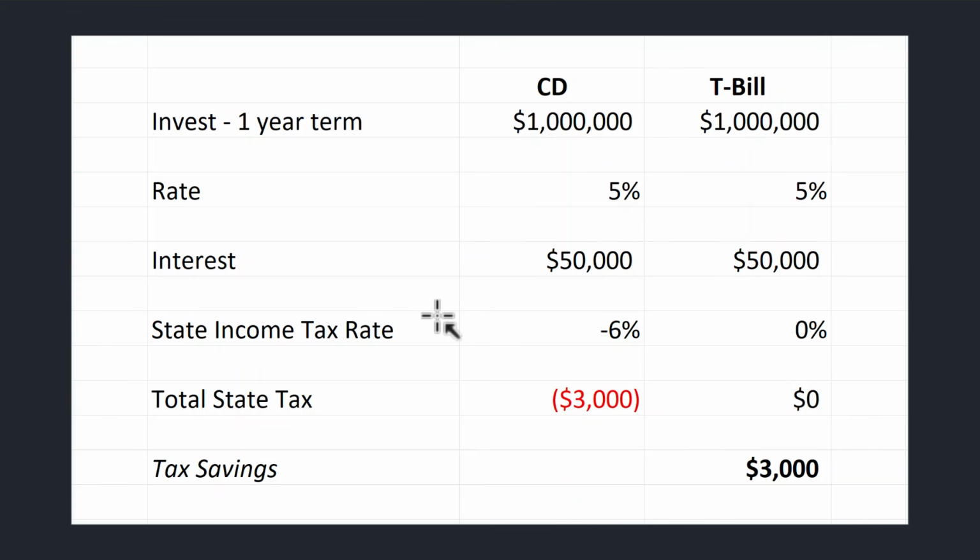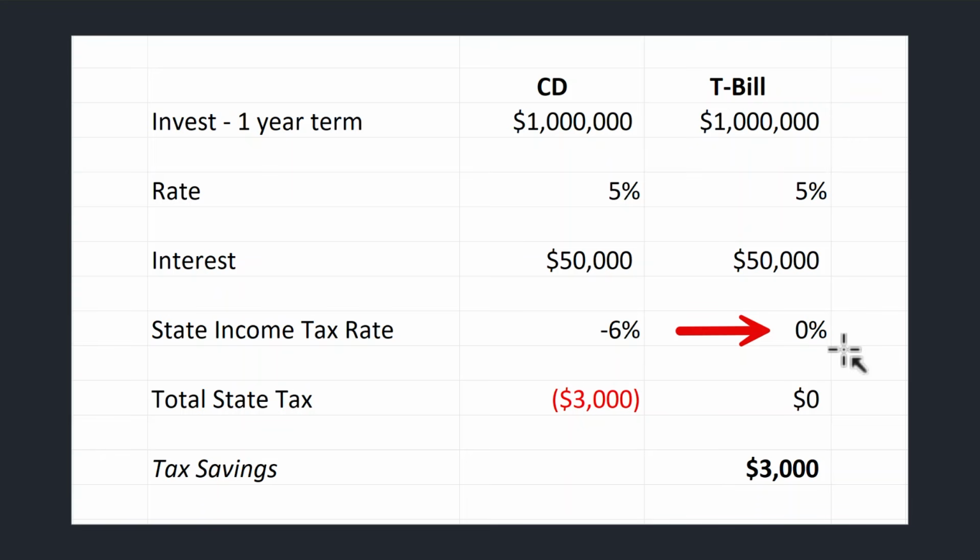But here is where the difference is between CDs and T-bills. It's at the state income tax level. CDs pay income tax at the state level at ordinary income tax rates. T-bills are state income tax free. That's right, you don't pay any state income tax when you invest in T-bills.